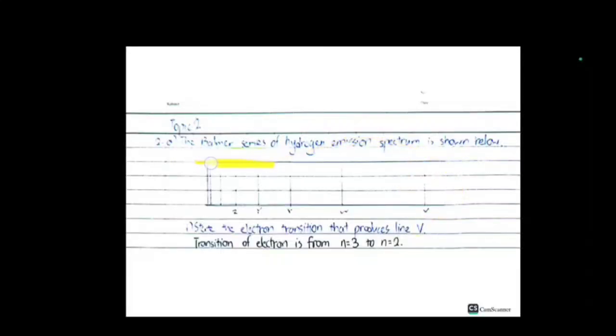As we know, in the Balmer series, whichever energy level the electrons fall from, they will finally fall to the energy level which is 2. Line V is the first line in the Balmer series, so the initial energy level of the electron is 3. So we can write the answer like this: the transition of electrons is from n equal to 3 to n equal to 2. So let us proceed to the next question.